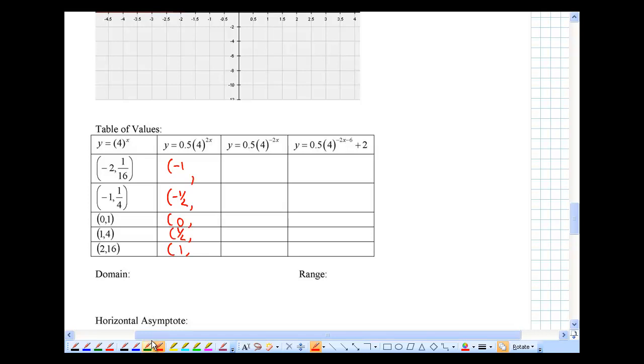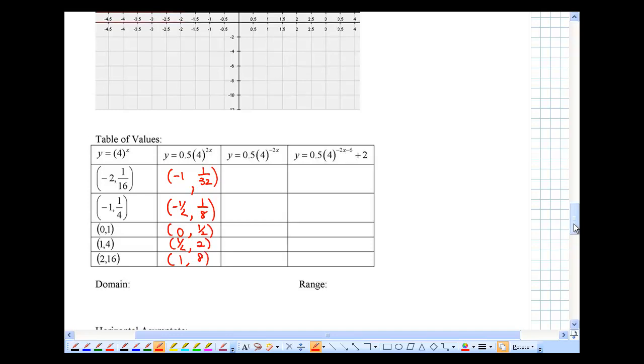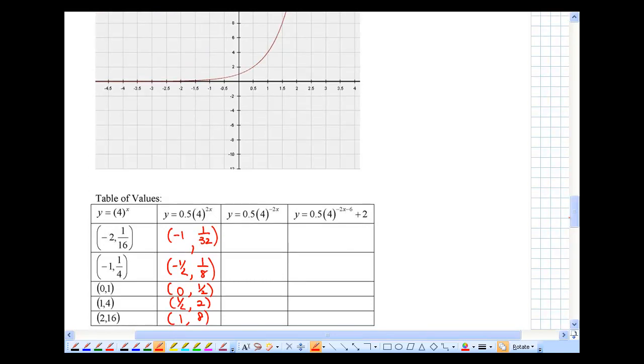And the y coordinates are also compressed by 1/2. So 1/32, 1/8, 1/2, 2, and then 8. Okay, let's graph that first. Negative 1, 1/32, really tiny. Negative 1/2, 1/8, really tiny. Half is 2. Okay, and then 1 is 8. So really, really flat. Ooh, and then becoming steep.